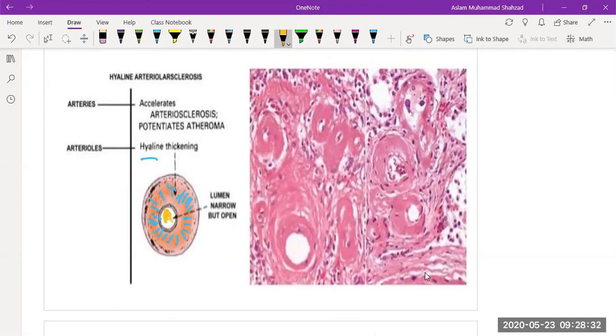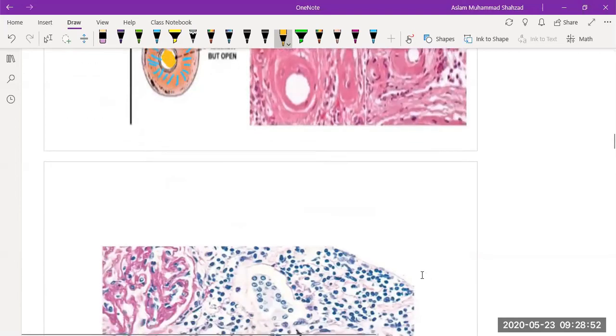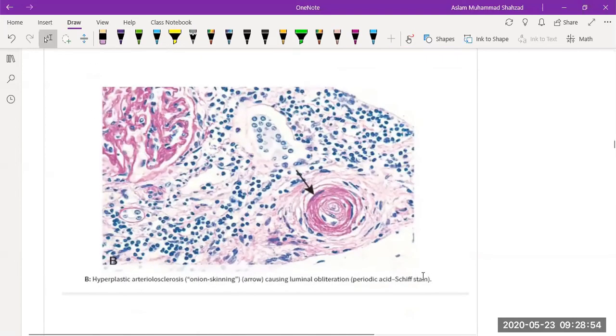You can take a look at this structure, and due to this narrowing of the lumen, it can increase the total peripheral resistance. And you can see these structures, these small narrowed lumens, showing you the hyaline arteriosclerosis. This is the example of hyperplastic arteriosclerosis, which looks like an onion skin.